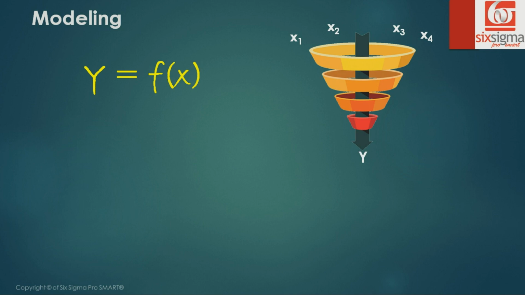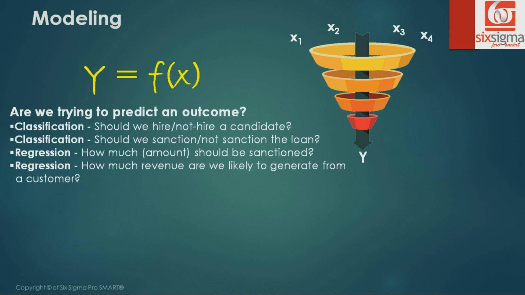All of these put together help us come to a conclusion whether we should approve a loan for Bob or not. First, we need to ask ourselves what kind of problem we are trying to solve, and then accordingly we take the approach. One could be that we are trying to predict an outcome. And again, there could be two branches, classification and regression. In classification type of problems, we are trying to answer questions such as, should we hire or not hire a candidate? Should we sanction or not sanction a loan? So it's a yes, no, or maybe a multi-class decision that you have to take.